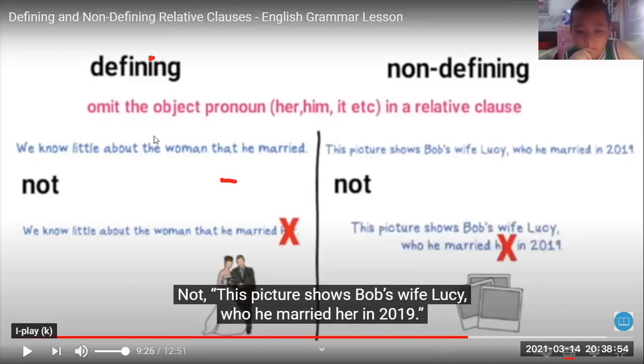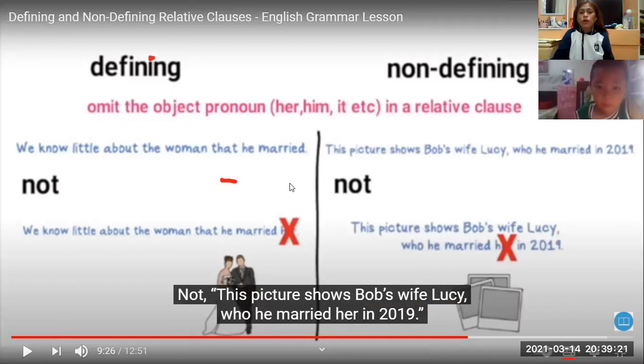Okay, can you see, Kayo? We have another example for defining. Omit the object pronoun like her, him, or it. You will not include. We know little about the woman that he married. Okay. Not, you will not use this. We know little about the woman that he married her. Okay. You will have to omit. You will have to put X. Do not include it, Kayo. So you will have to omit. It means do not include it.